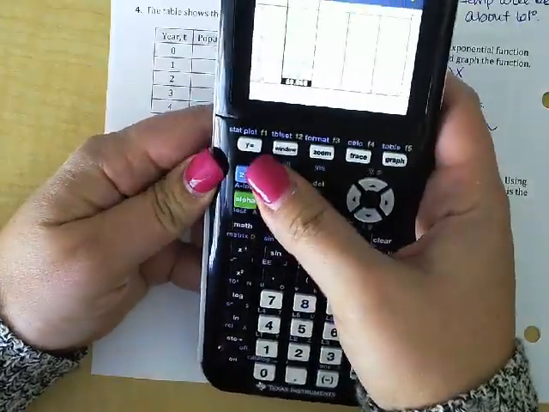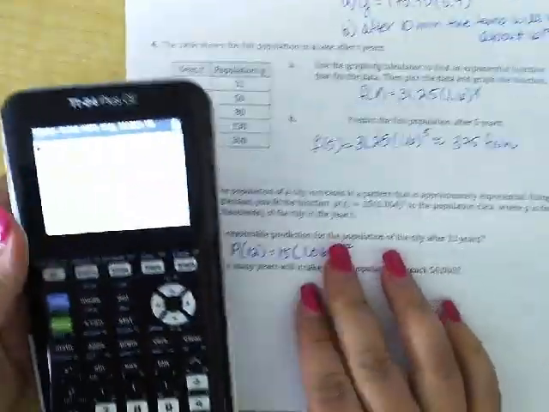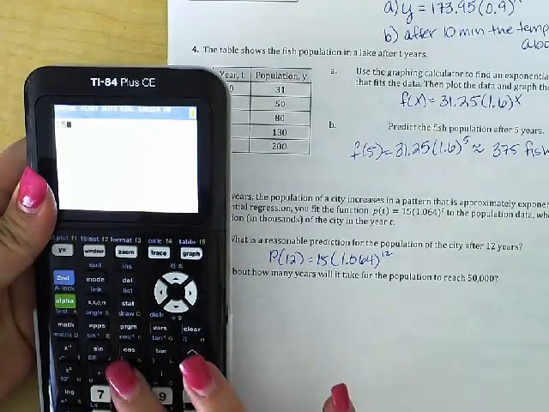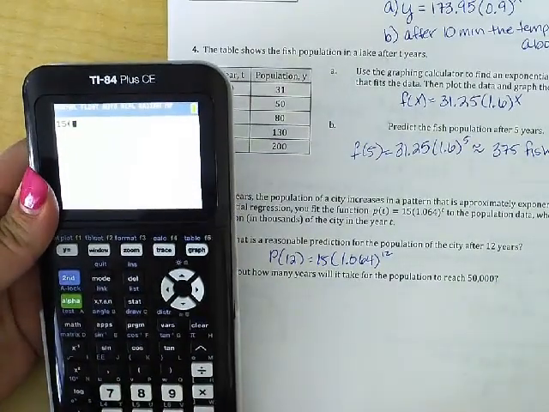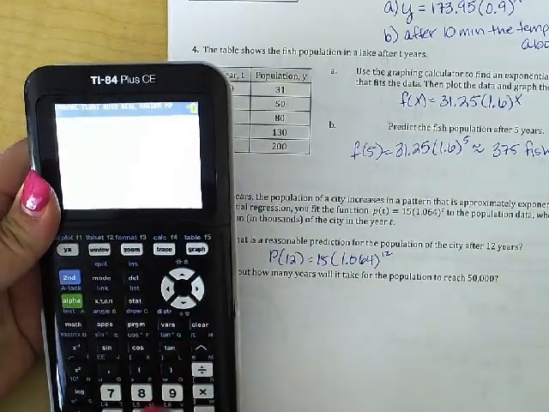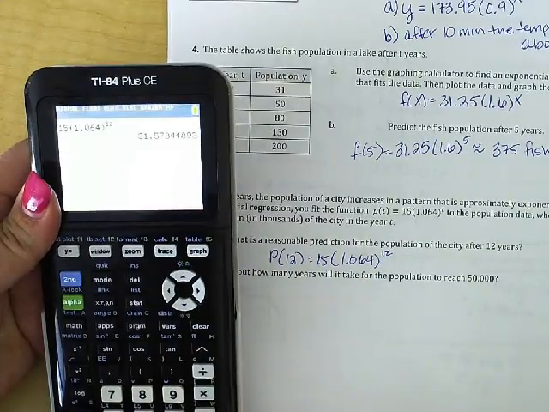Okay. And let me quit out of that. So this one, I just have the equation here. I'm going to just jump right in. So we're starting off with 15, meaning 15,000. And then our multiplier is 1.064. And we're going to raise that to the 12th power.